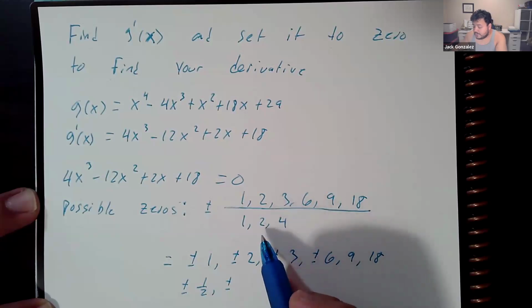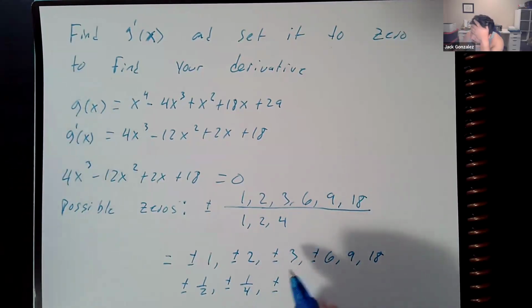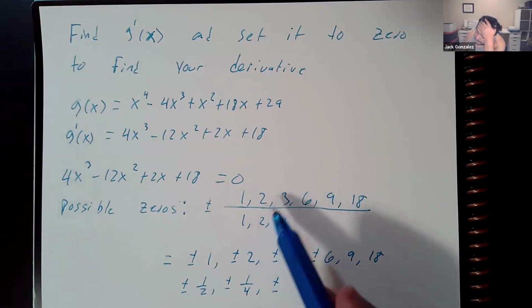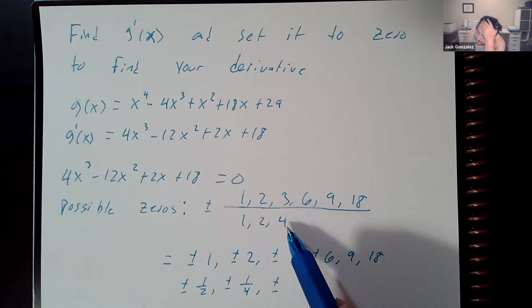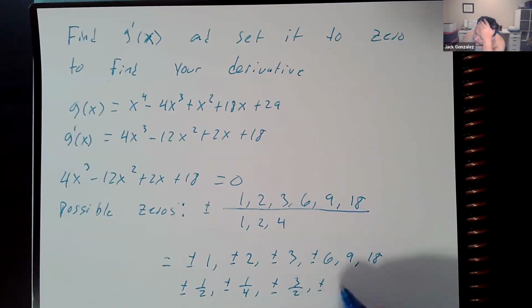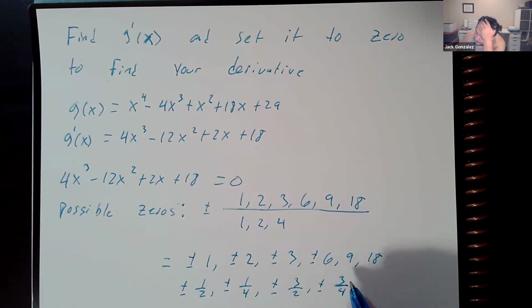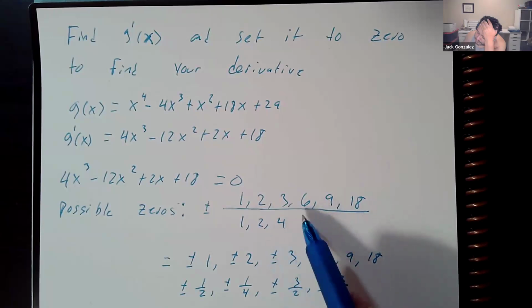2 over 2 is 1, so we don't need that one. Let me do the ones first. 1 over 4. 2 over 1, we did that. 2 over 2 is 1. 2 over 4 is a half, so we don't need that. 3 over 2, though. 3 over 4. We don't need 3 over 1. 6 over 1. 6 over 2 is 3.